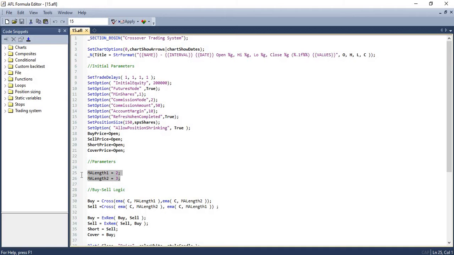And the next two lines are used to set up the parameters for exponential moving average. So we are using 2-period and 3-period exponential moving average. So I have used the values 2 and 3 here. And the next part is critical, which represents the buy and sell statements. We will buy when 2-period exponential moving average crosses above 3-period exponential moving average. And we will sell when 2-period exponential moving average crosses below 3-period exponential moving average.